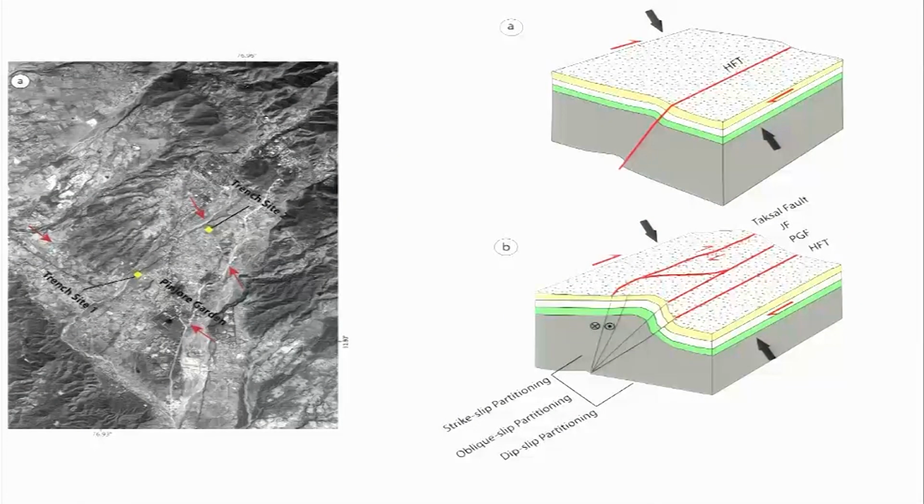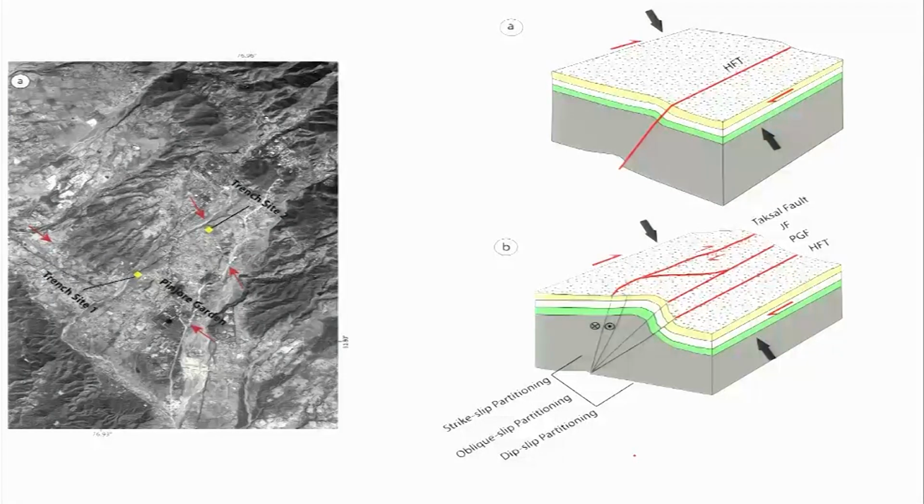Now this is the model which we have proposed, but of course the most important part of why I am showing this model is that these are all out of sequence events which we have identified on the Pinjore Garden and Jajra fault. They are all out of sequence.